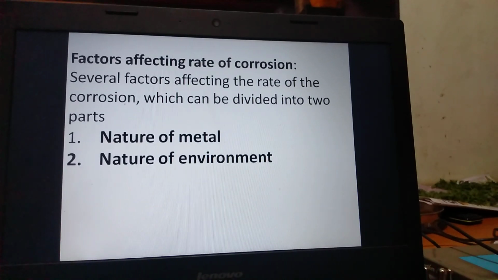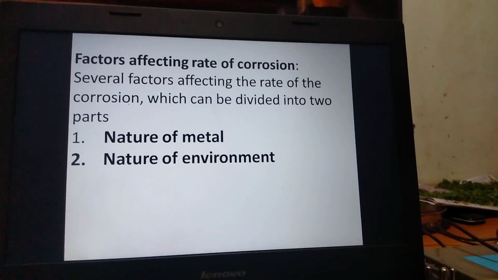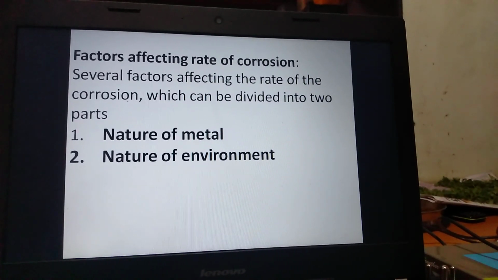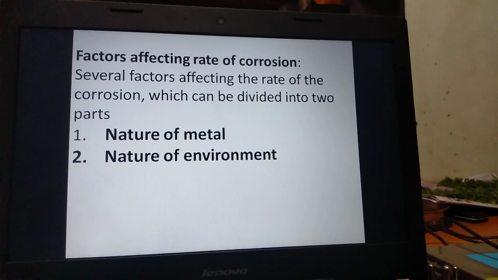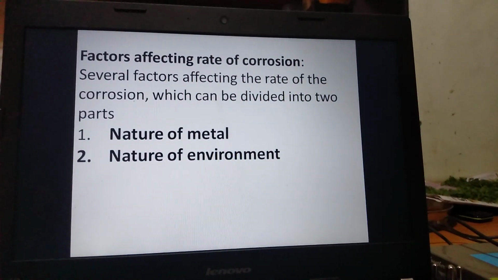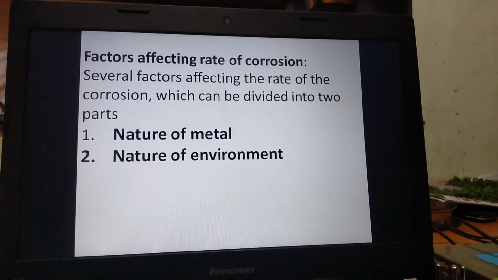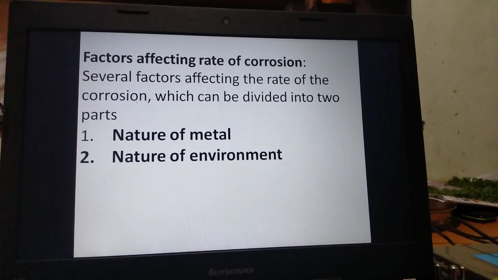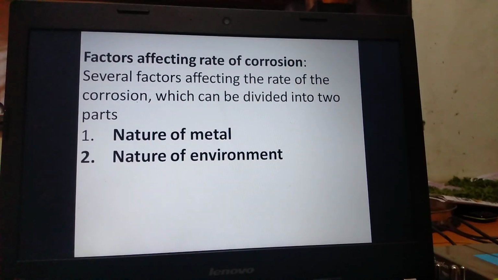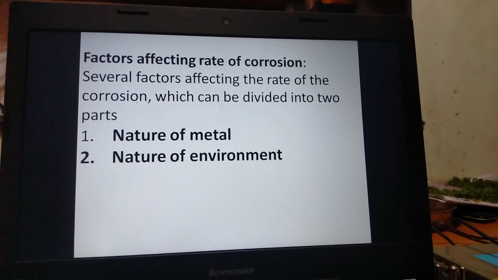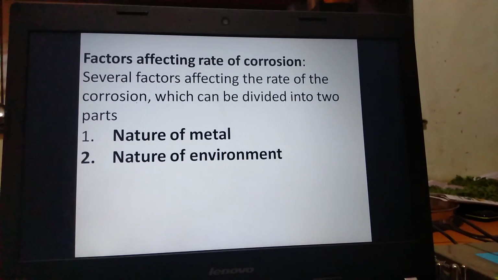In the previous session, we went through the electrochemical theory of corrosion, followed by the different types of corrosion. In this session, let us discuss the factors affecting the rate of corrosion. Several factors affect the rate of the corrosion process. Chief among them are given below.